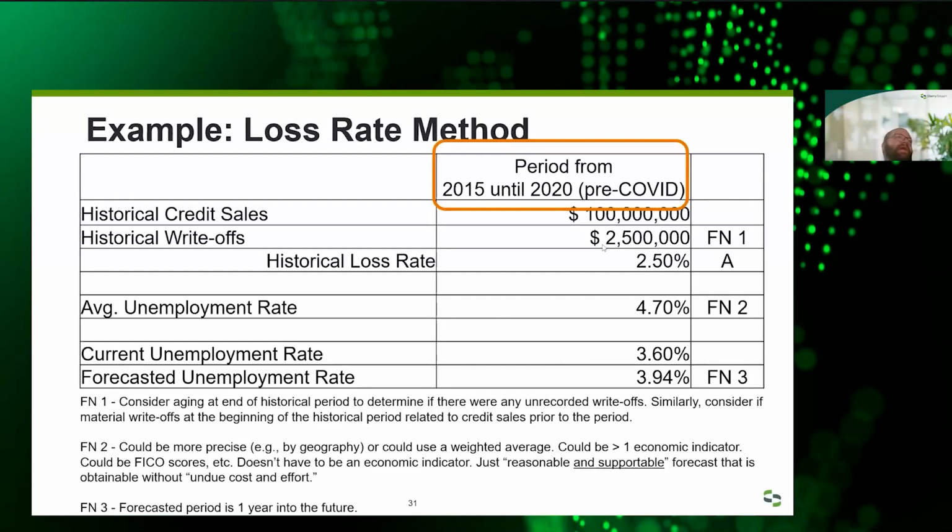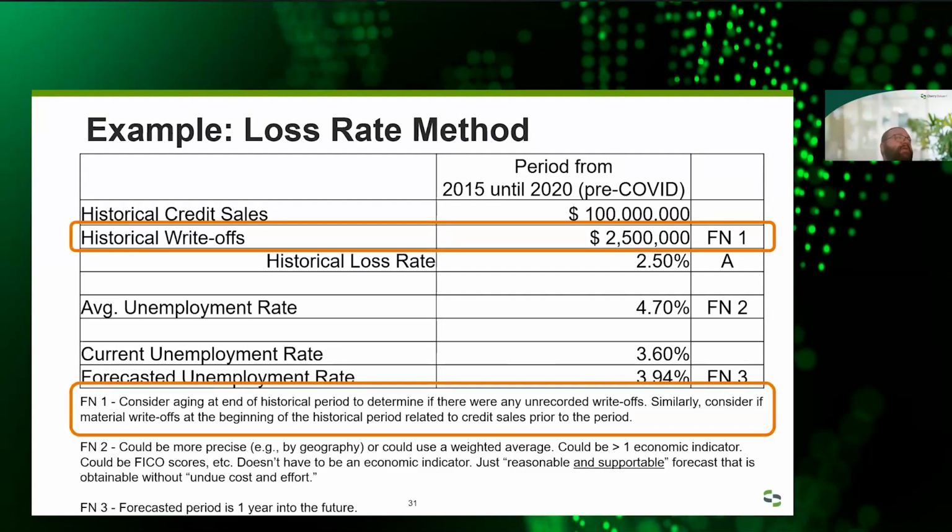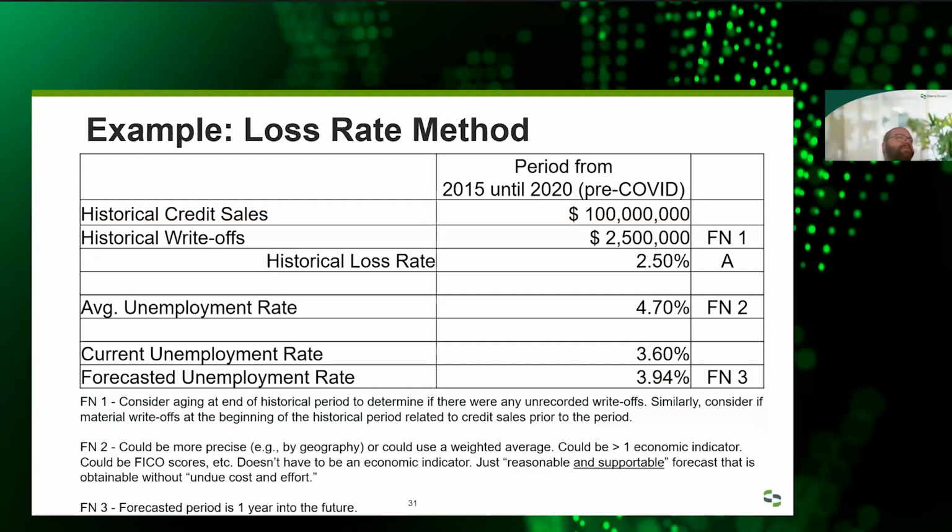And here they say in the background, hey, we don't think that the pandemic was very indicative. So they selected a 5-year period prior to COVID. And they said, hey, we have 100 million in historical credit sales during that period, and we had 2.5 million in write-offs. Now, those write-offs would probably need to be analyzed to determine if they really related to the 100 million in credit sales during that period or not. And then they would have simple math to calculate the historical loss rate.